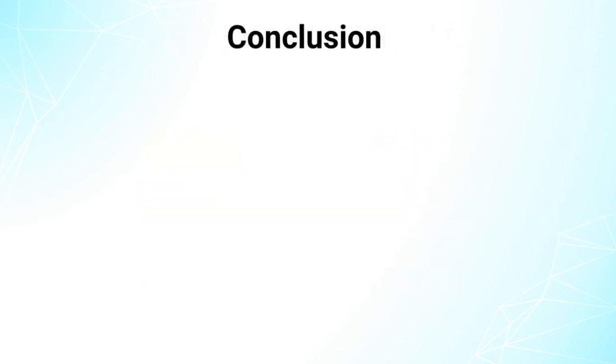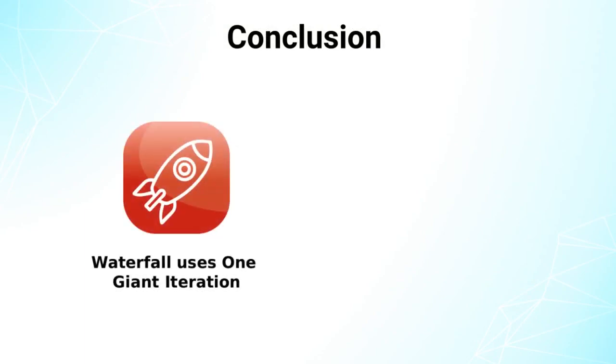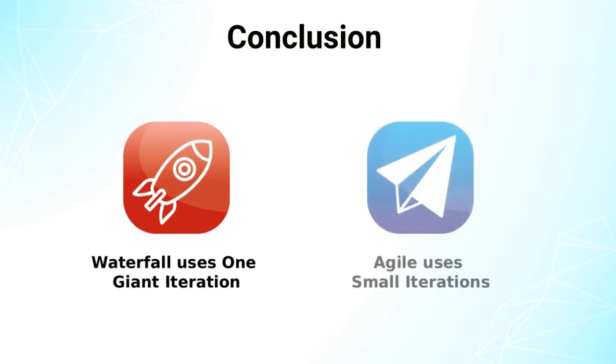So, to sum up, the Waterfall approach uses one giant iteration and provides little continuous feedback. But on the other hand, the Agile approach uses many iterations and provides continuous feedback. That's why Agile project management is fundamentally different than traditional project management.